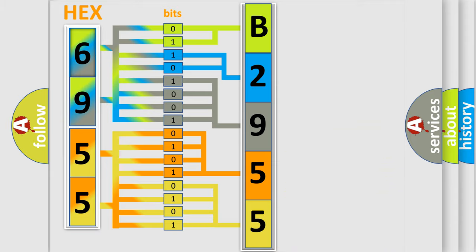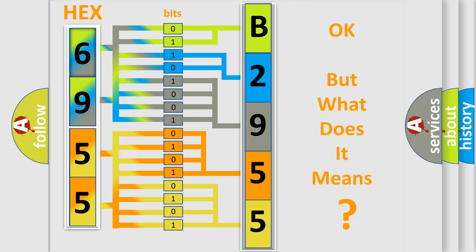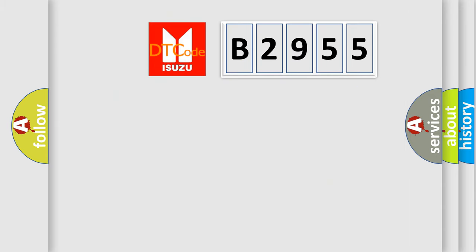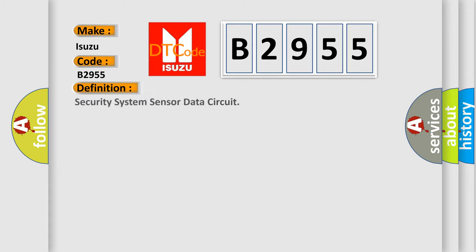We now know in what way the diagnostic tool translates the received information into a more comprehensible format. The number itself does not make sense to us if we cannot assign information to what it actually expresses. So, what does the Diagnostic Trouble Code B2955 mean specifically for Isuzu? The basic definition is security system sensor data circuit.